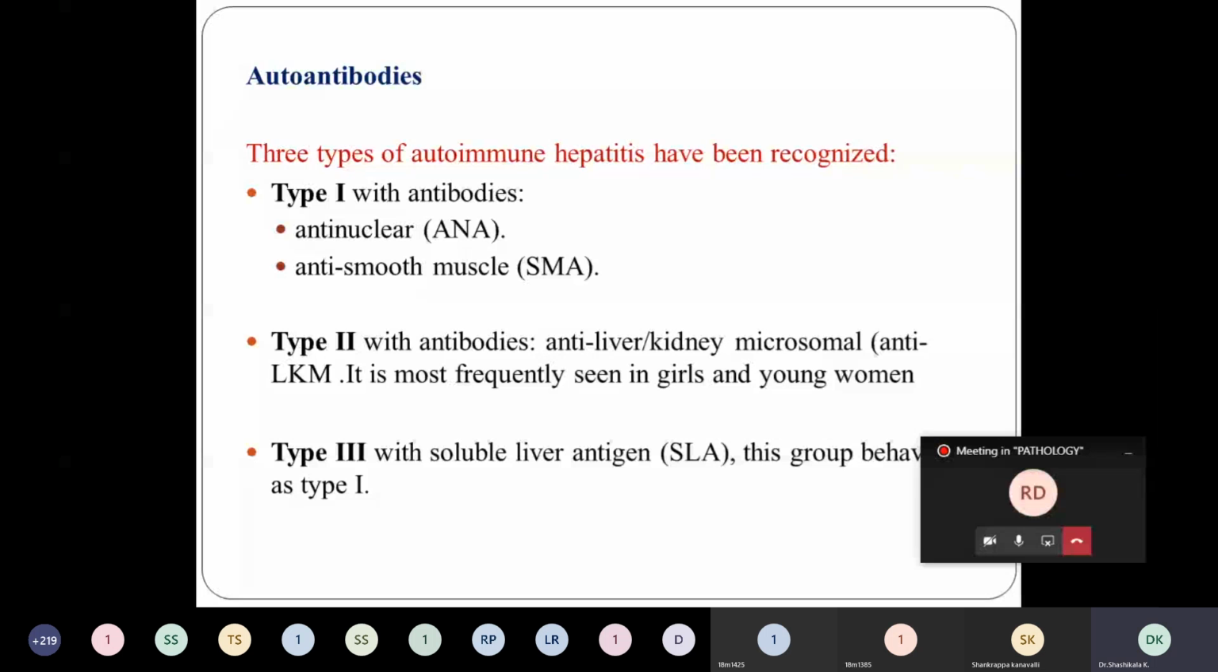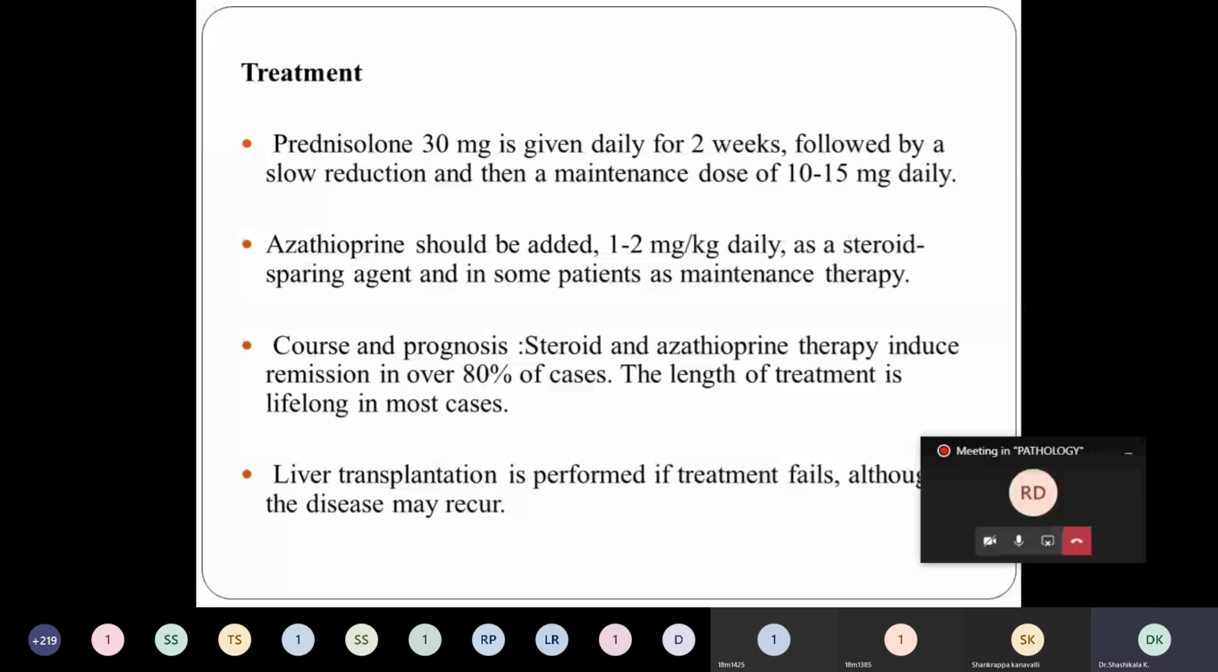Treatment is by giving prednisolone 30 milligrams daily for 2 weeks, followed by slow reduction, and then a maintenance dose of 10 to 15 milligrams daily. Azathioprine should be added, 1 to 2 milligrams per kg daily, as a steroid-sparing agent, and in some patients as maintenance therapy.